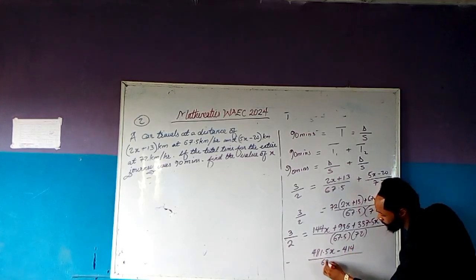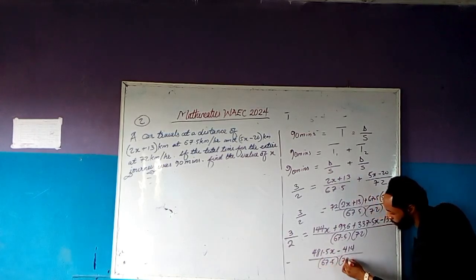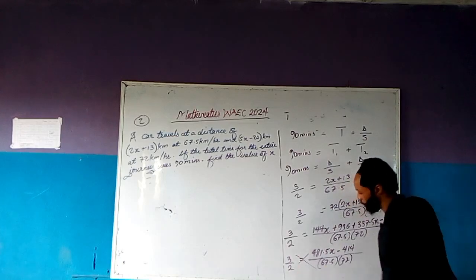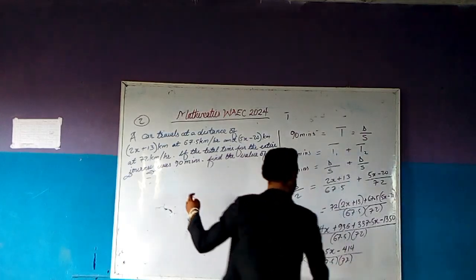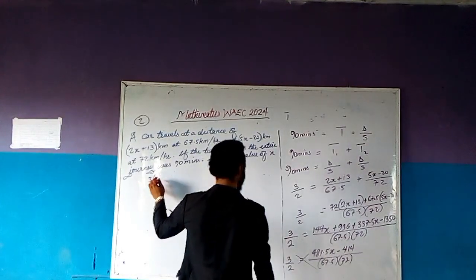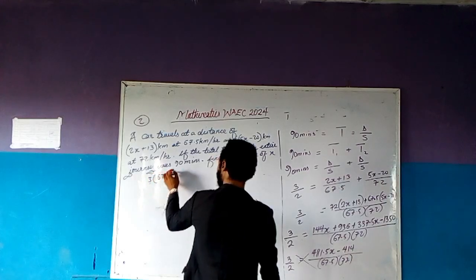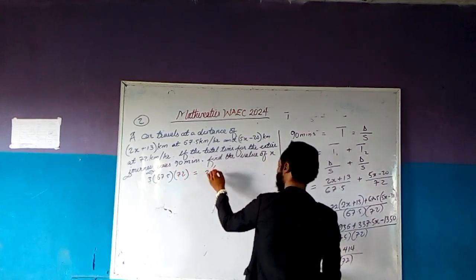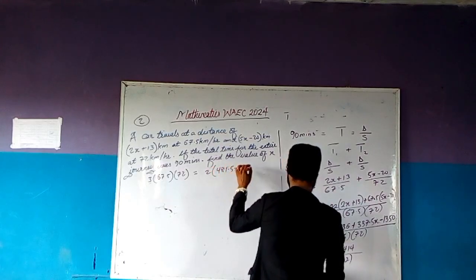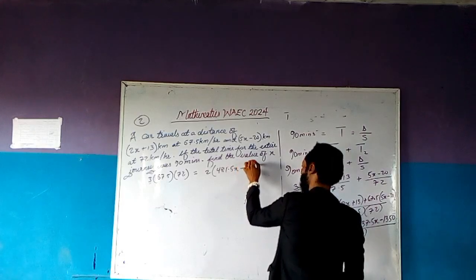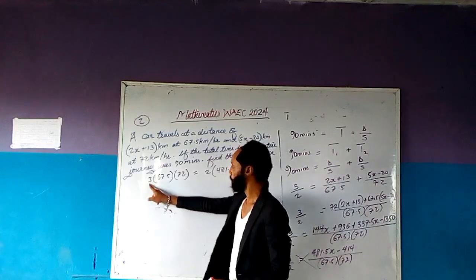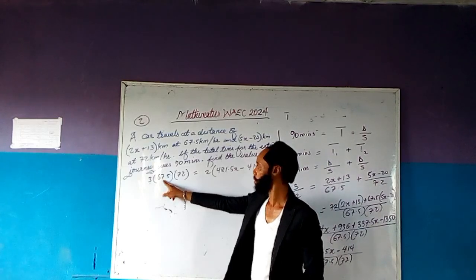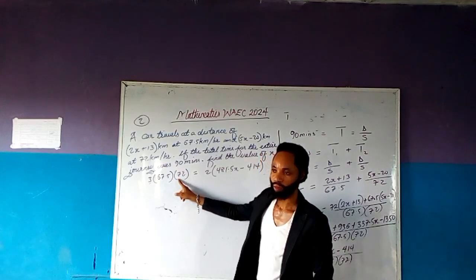All over 67.5 times 72, equals 3 over 2. So at this point, we can cross multiply. I like to write it here. We have 3 into brackets 67.5 times 72 will equal 2 into brackets 481.5x minus 414. Alright, let's multiply the whole of this: 3 times 67.5 times 72.